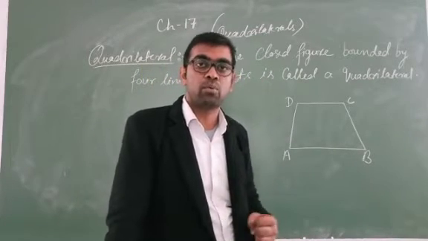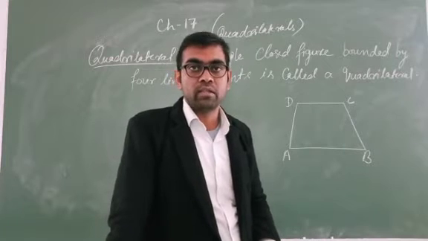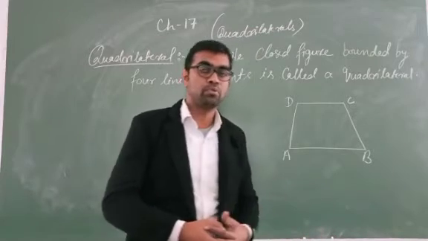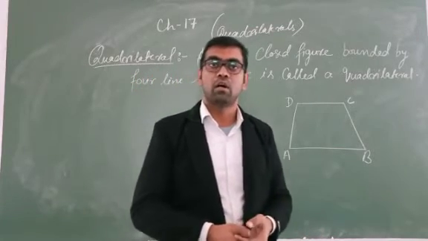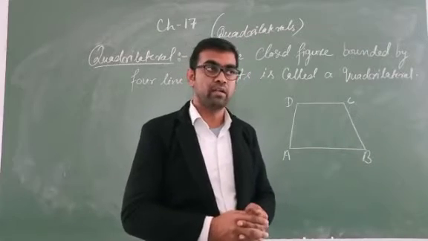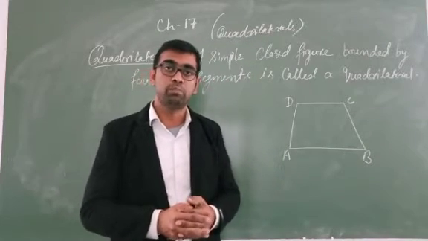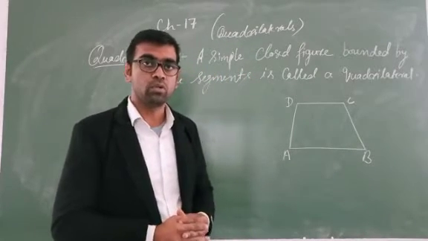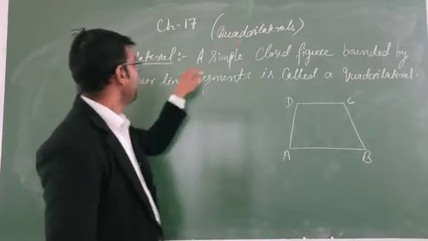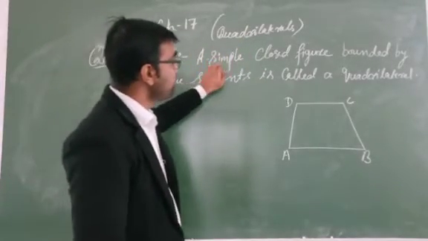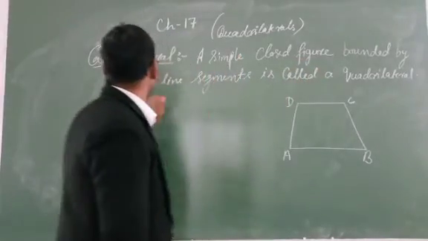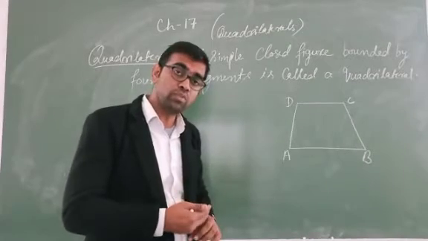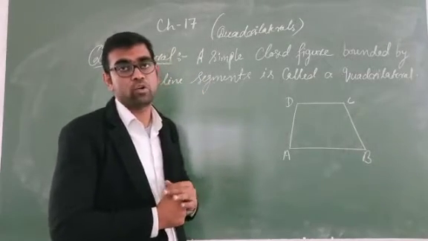A polygon having four sides is known as a quadrilateral. That means you can define a quadrilateral as a polygon having four sides. Also, in another way, you can define it: a simple closed figure which is bounded by four line segments is said to be a quadrilateral. So, the definition of quadrilateral: a simple closed figure bounded by four line segments is called a quadrilateral.